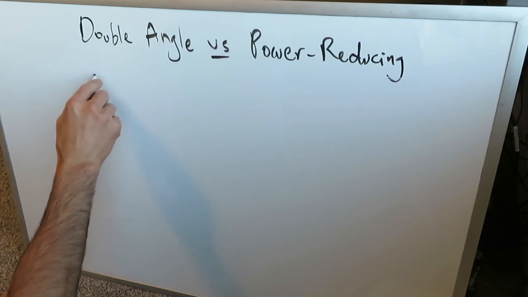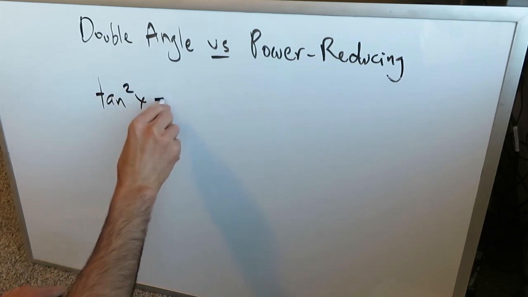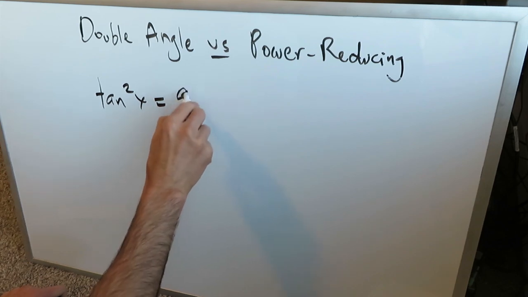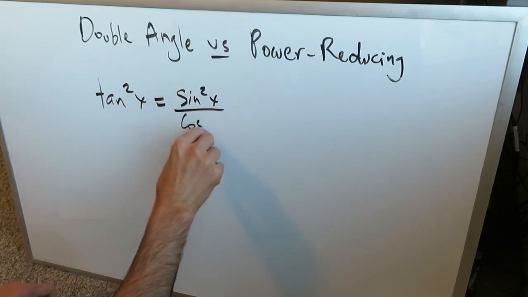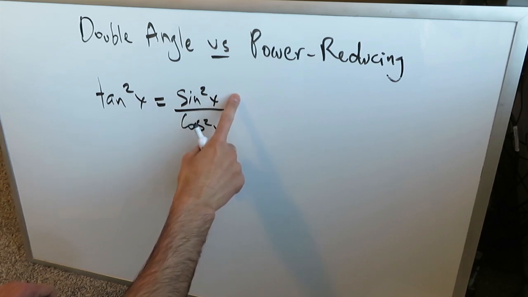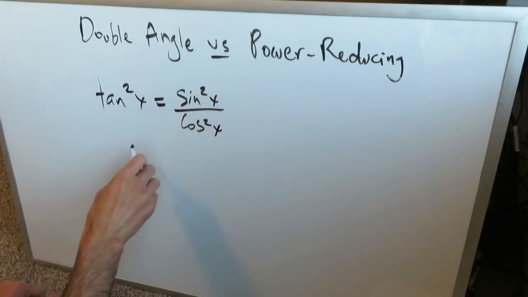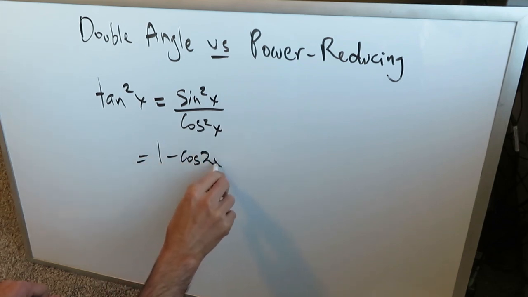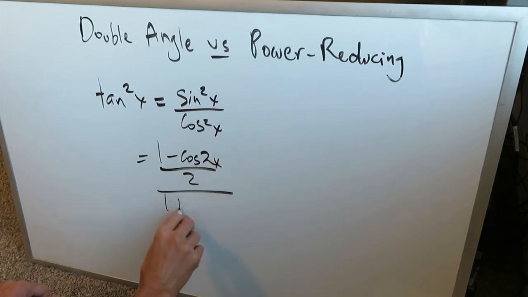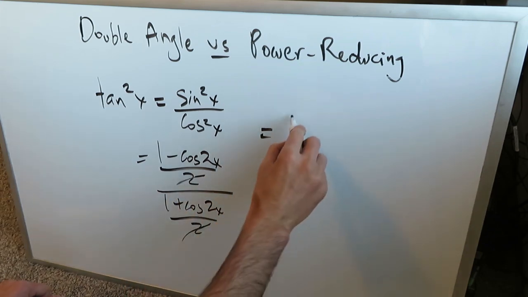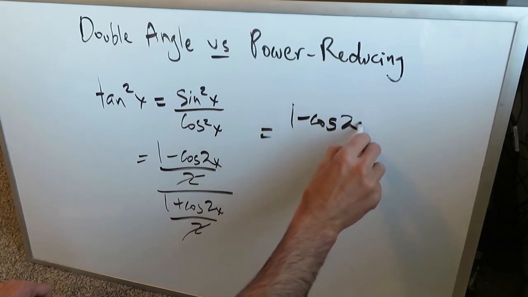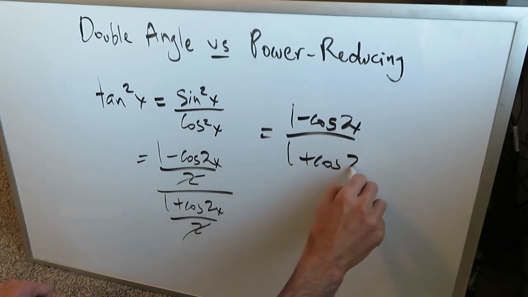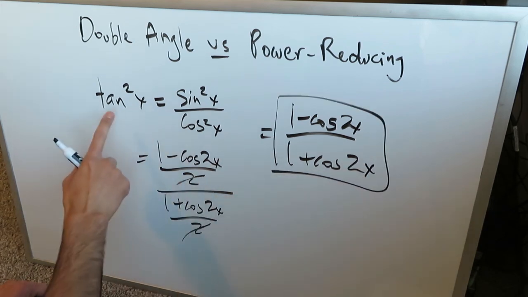The power reducing formula for tan squared x is not hard, because you can imagine tan squared x would be equal to sine squared x divided by cosine squared x. But the power reducing formulas for sine squared and cosine squared are exactly what you put over here. For sine squared x, if I remember correctly, it was 1 minus cosine 2x over 2, and for cosine squared x it was 1 plus cosine 2x divided by 2. When you flip this denominator around, these 2's will cancel out. Your final answer will be 1 minus cosine 2x divided by 1 plus cosine 2x, and this right here is your power reducing formula for tan squared x.